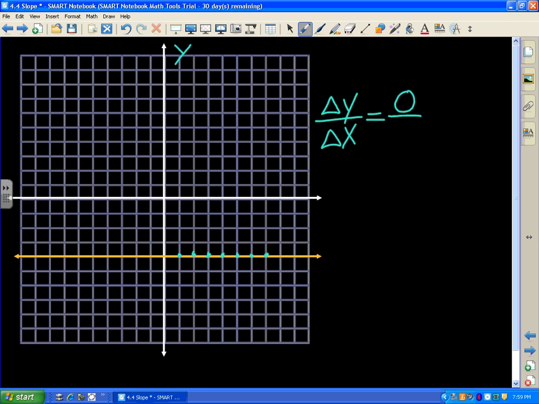And to get from the point on the far right to the next point over, that's going to be a change of -1, and that's our change in x. So we have 0 over -1, and anytime you have 0 on top of a fraction, the slope is 0. Horizontal lines will have a slope of 0.